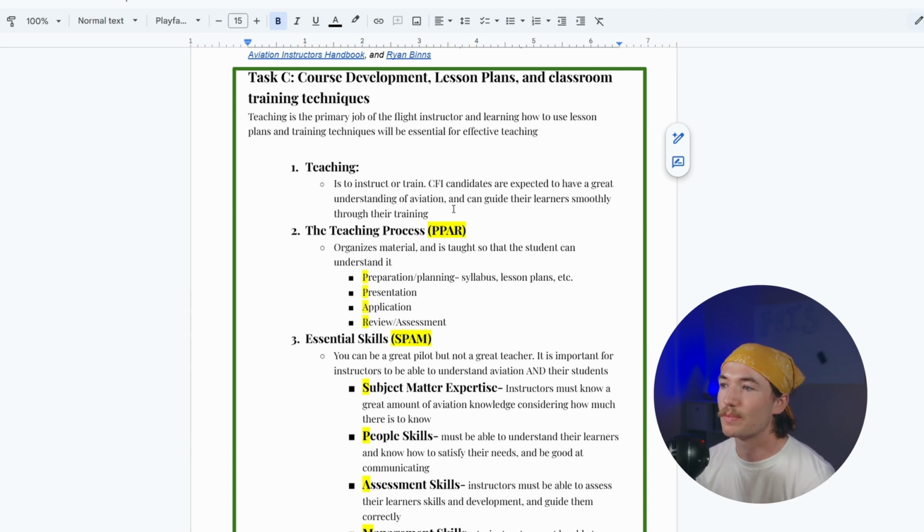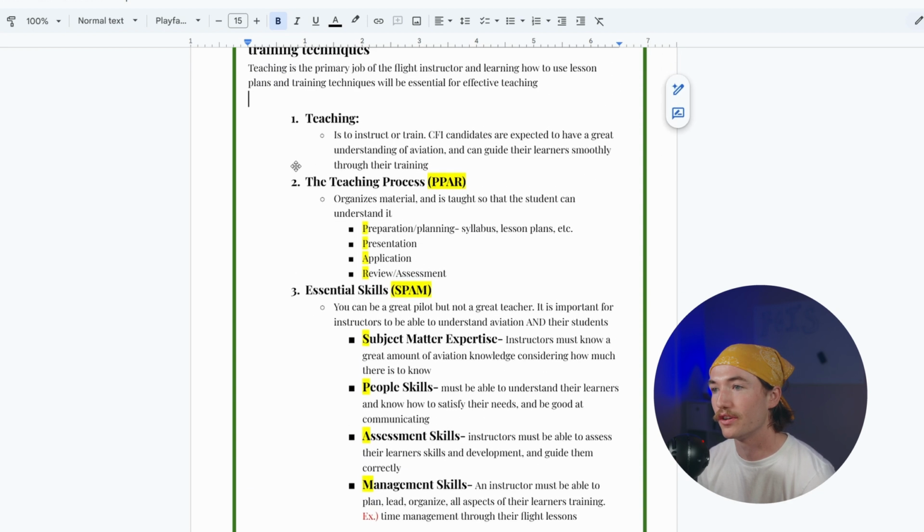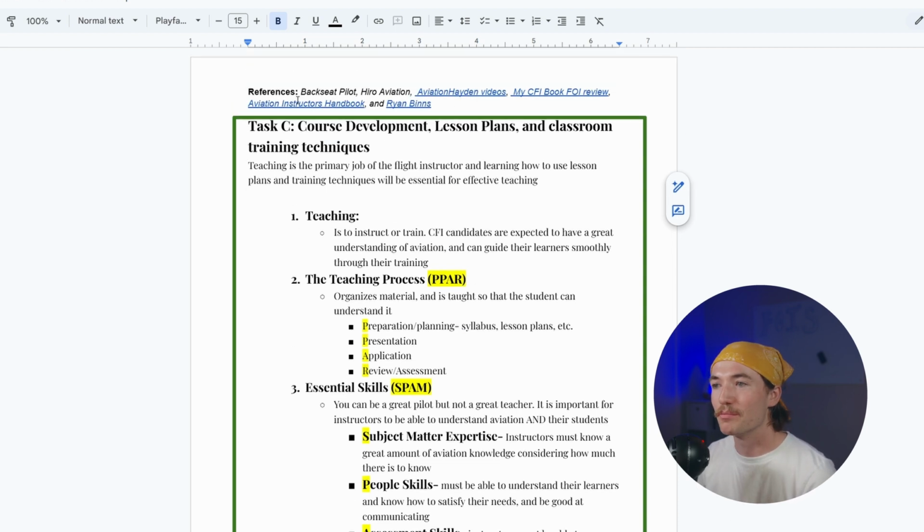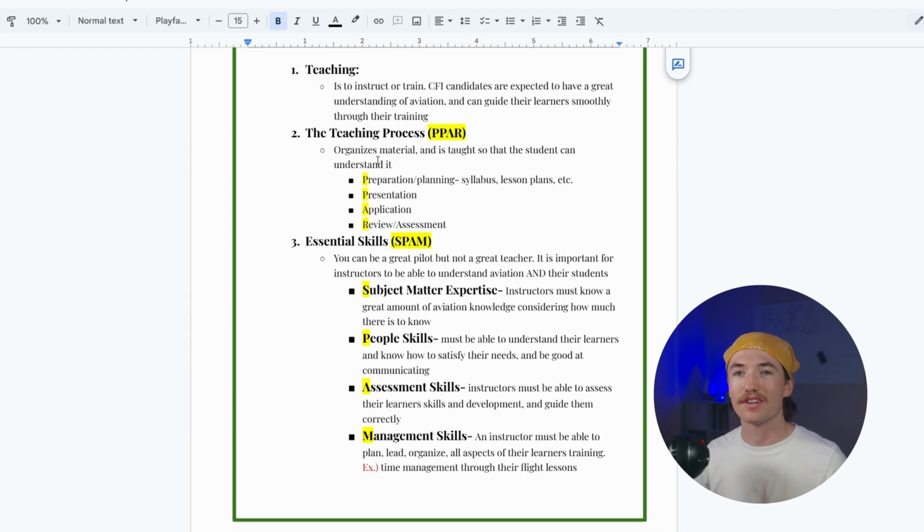CFI candidates are expected to have a great understanding of aviation and can guide their learners smoothly through their training. Yeah, we would hope that you have a pretty good understanding of aviation if you're going to be training the next generation of pilots. But just remember, you don't need to know everything. So just keep that in mind. We're never a finished project. We're always trying to get better and moving forward.